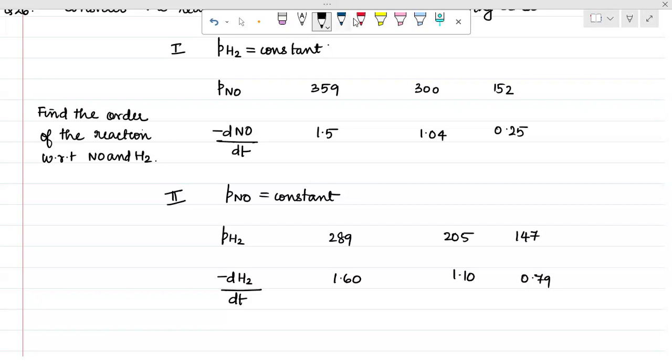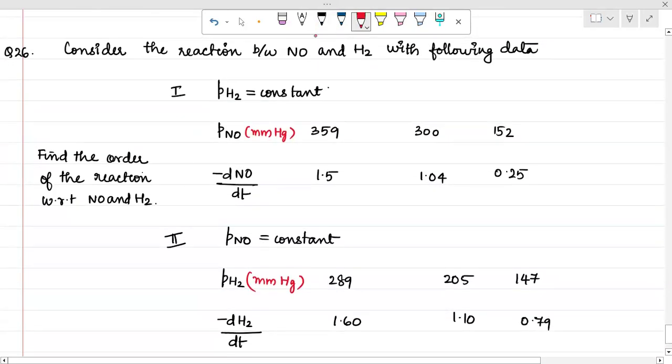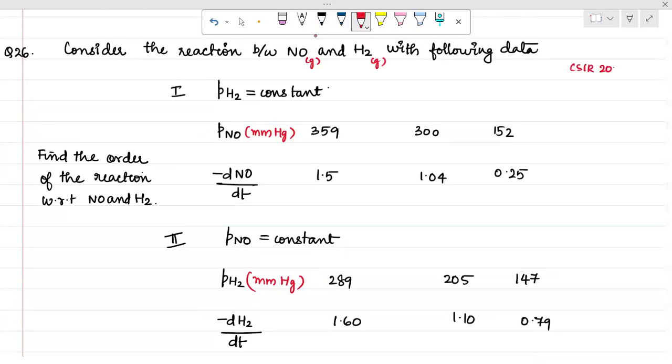Here, H2 is considered to be a constant, and instead of concentrations, they have given pressures. This is in mmHg, and this one is also in mmHg. They have given pressures because the components are gaseous. And this was asked in CSIR NET 2013.